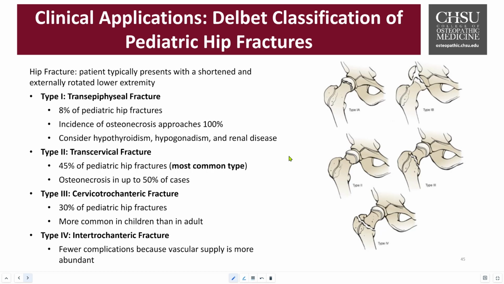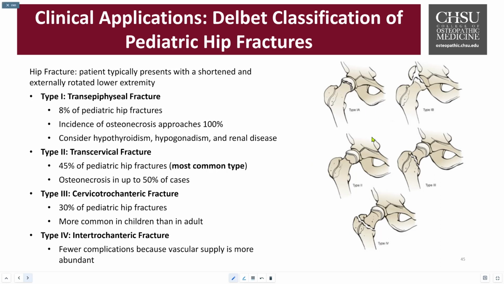And type 4 is the intertrochanteric fracture, which is the remainder of the fractures, and the complications are slightly lower because there's still quite a bit of blood supply, so the healing process isn't as bad. There's actually a lower risk of complications due to a more abundant vascular supply.